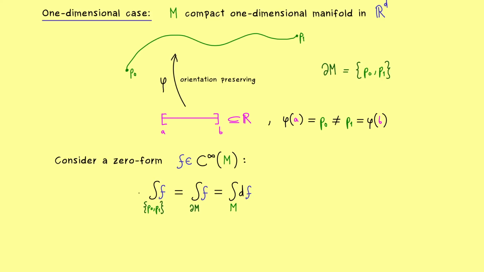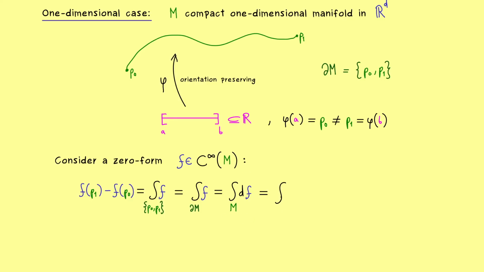It's just an integral over 2 points where we have two signs involved for the orientation. This property we have already discussed in part 48, and it results in f of p1 minus f of p0. So there we have it. This is the left hand side of Stokes' theorem, and now we can go to the right hand side.